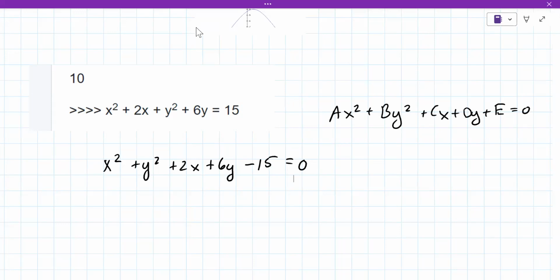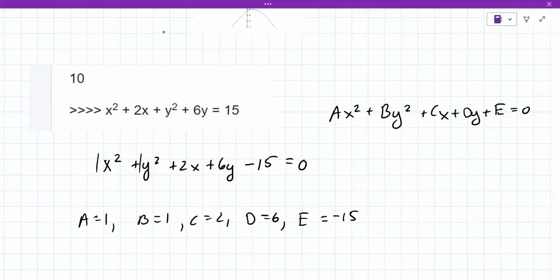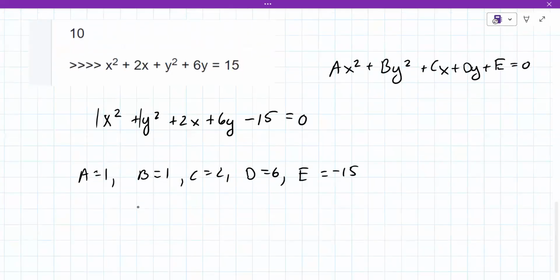So the way to sort of know this from just the equation is to label the coefficients. A is 1, B is 1, C is 2, D is 6, and E is minus 15. So this is what your instructor was looking for here. They wanted you to label these numbers and then say that since A equals B and A and B do not equal 0, then this is a circle. All right.